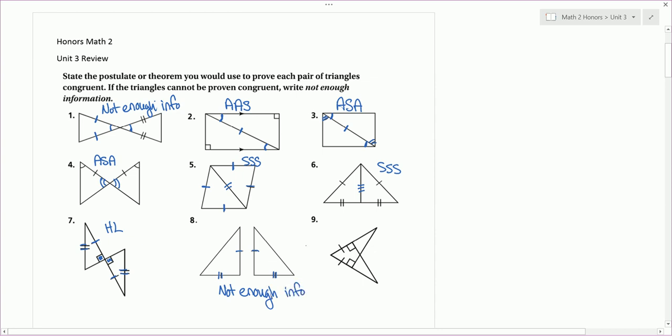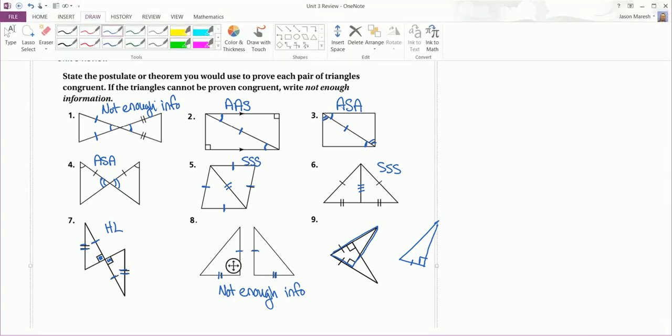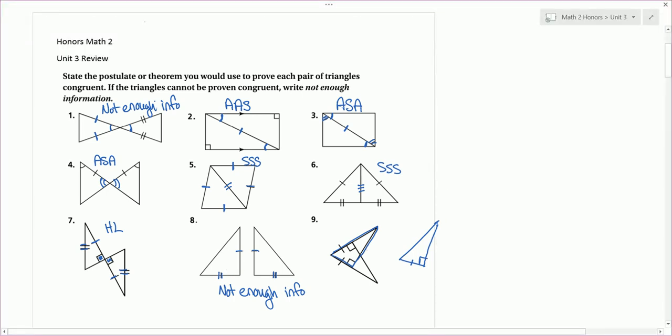In 9, we have overlapping triangles. When you have overlapping triangles, it's nice to separate them. So the one I'm outlining in blue, I'll redraw here. It's a right triangle, and that's marked here. And then the one in green here. It's also a right triangle. Also has a matching side there.